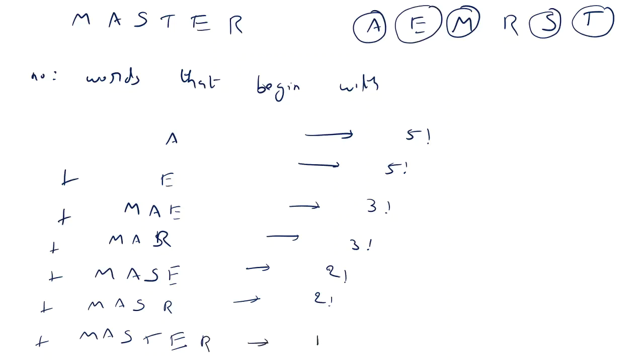Therefore the total rank of the word MASTER is, we have to add all these things. Therefore rank is equal to 5 factorial plus 5 factorial plus 3 factorial plus 3 factorial plus 2 factorial plus 2 factorial plus 1. So you can leave the answer as it is. So these are the 2 rank problems that we have in this exercise.